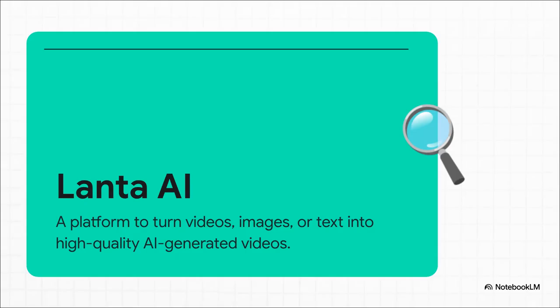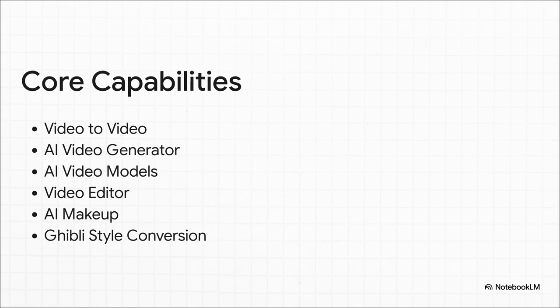At its heart, Lanta AI is trying to be a one-stop shop. The whole idea is simple. You bring the creative spark, maybe it's an old video, a photo, or literally just a few words of text, and the platform's job is to turn that into a polished, high-quality, AI-generated video. And to do that, they've packed in a whole suite of different tools that pretty much cover the whole creative pipeline. We're going to look at how you can make videos from scratch, completely transform your existing footage, and even play around with some pretty wild digital effects, like AI makeup.